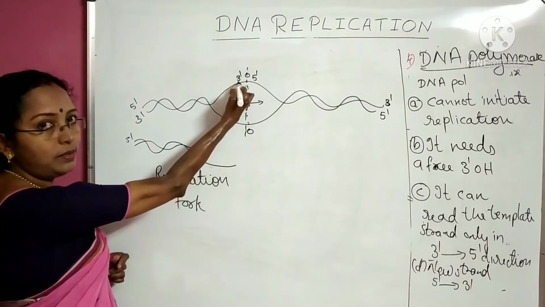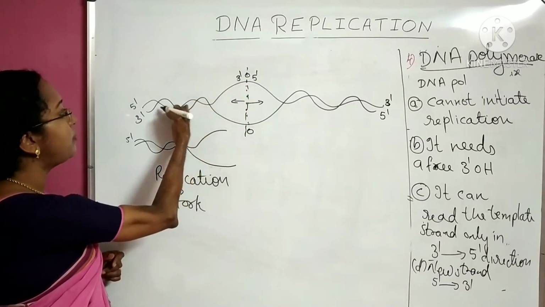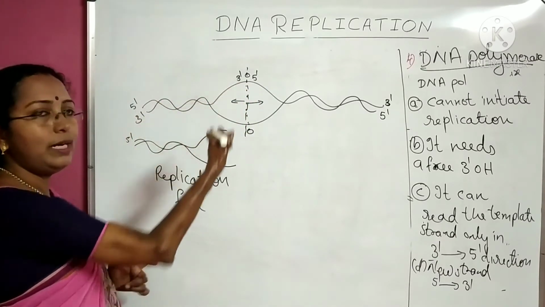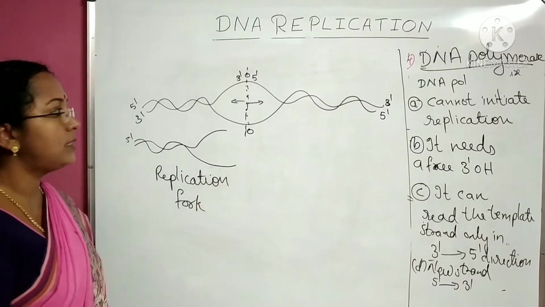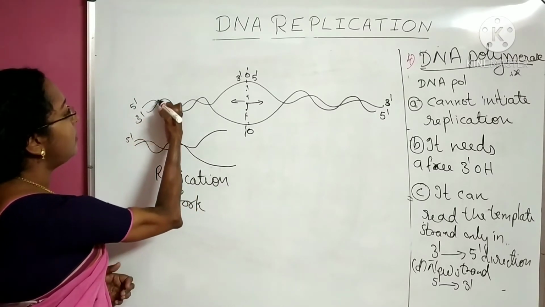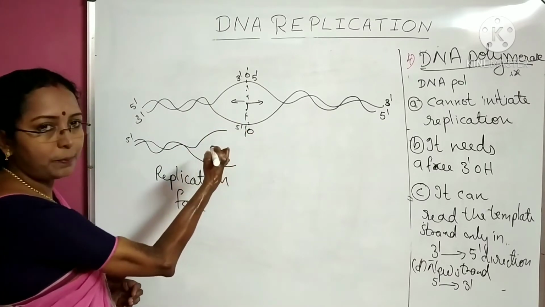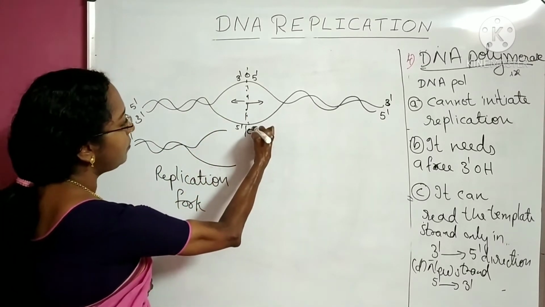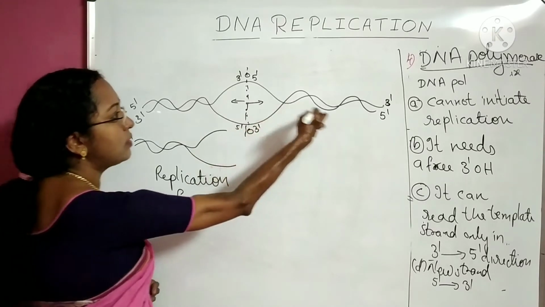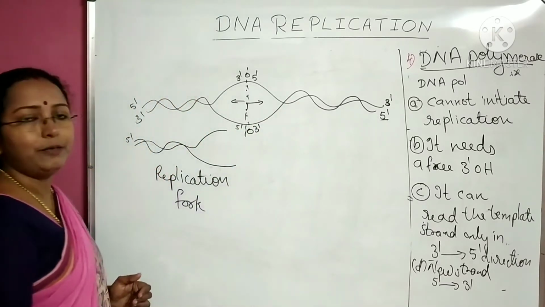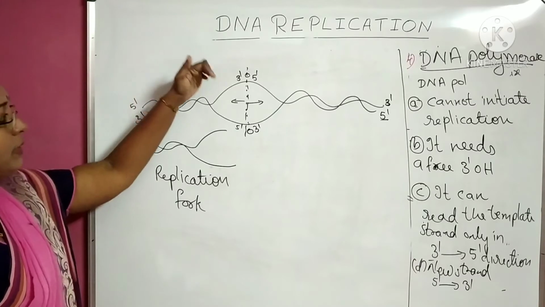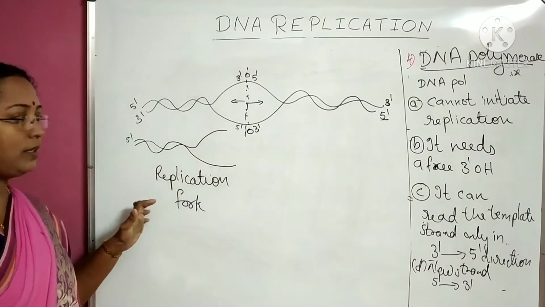Why did I write 3 prime here? Because this strand is beginning with a 5 prime, so it will end with a 3 prime only, right? In the same way, this strand is beginning with a 3 prime, so it will end with a 5 prime. And so the next cut portion will begin with a 3 prime, and so it is ending, see here, with a 5 prime. So I am taking now half the portion and I am explaining it.